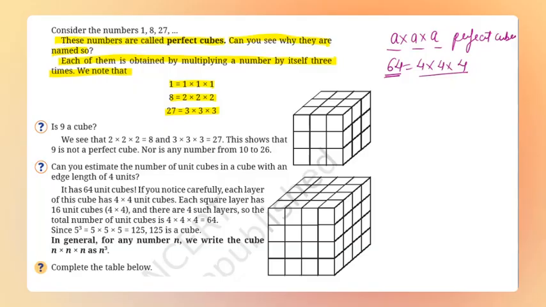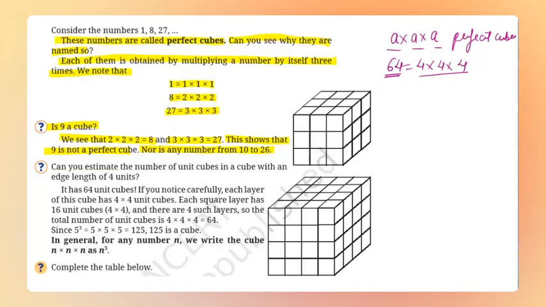Now let's see the question. They are asking, is 9 a cube? We see that 2 times 2 times 2 is 8 and 3 times 3 times 3 is 27. This shows that 9 is not a perfect cube, nor is any number from 10 to 26. So when we found the multiplication of 1 times 1 times 1, it was 1. And then we multiplied 2 times 2 times 2, it was 8.